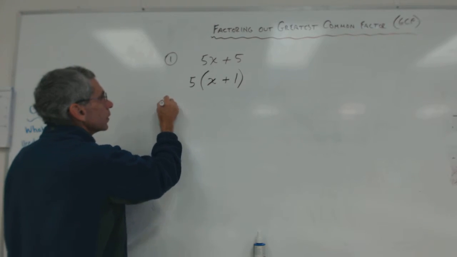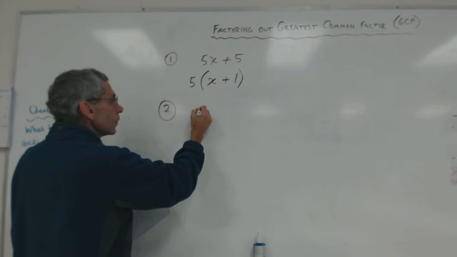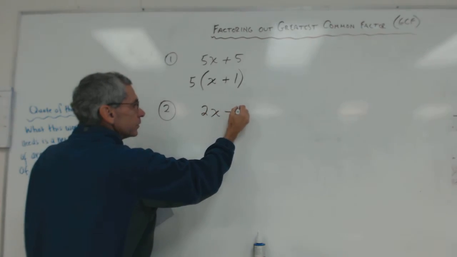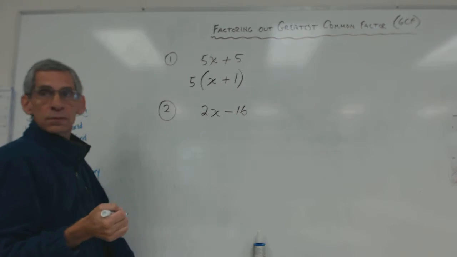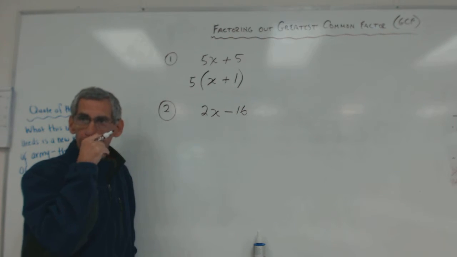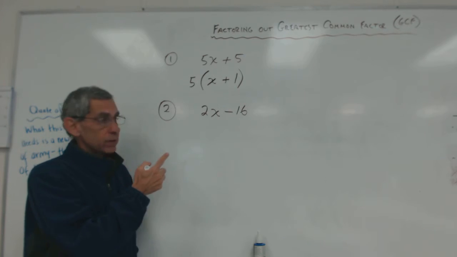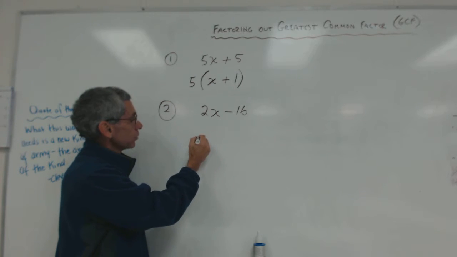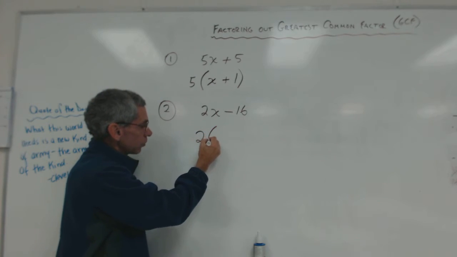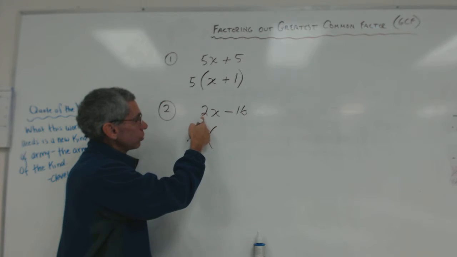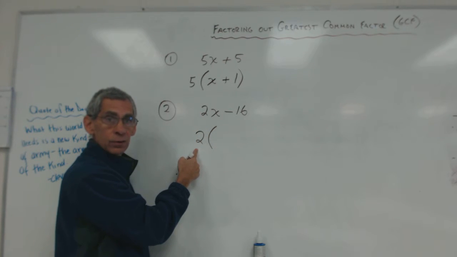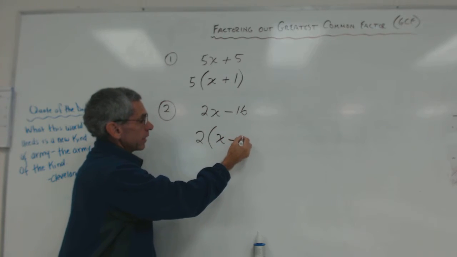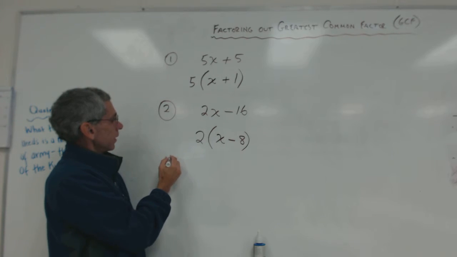2x minus 16. 2 goes into 2, and 2 goes into 16, right? So we know we could divide a 2 out of this. You write the 2 that you're going to divide out of it, do the parenthesis, and then 2 divided by 2 is 1, and the x tags along, so I'll just say x. Minus 8. Totally right on. All right, let's try another one.